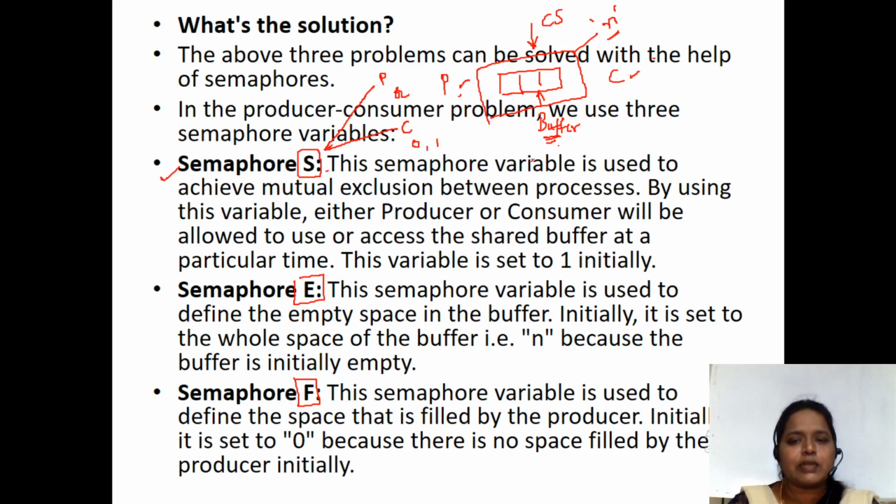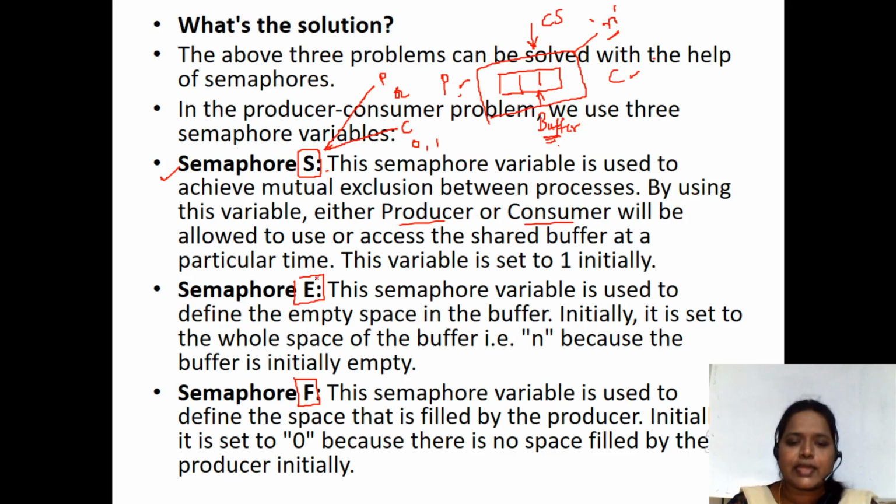The semaphore variable is used to achieve mutual exclusion. The name itself indicates that only one process should be allowed into the critical section. By using this variable, either the producer or the consumer will be allowed to access this buffer. We give permission to the producer or the consumer one at a time, and that responsibility is given to the semaphore S.